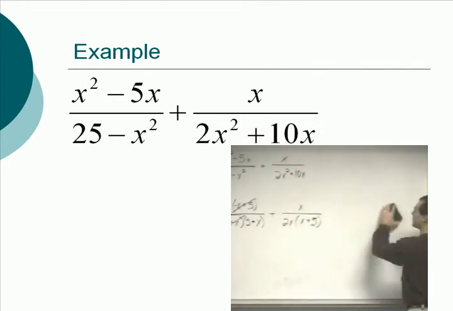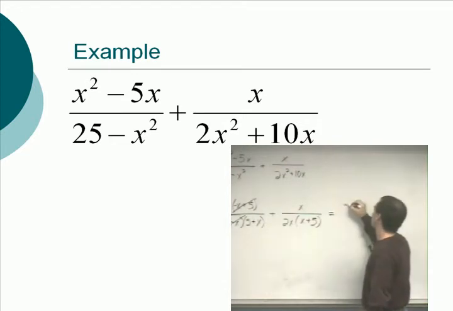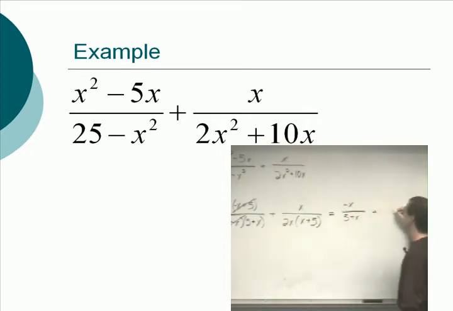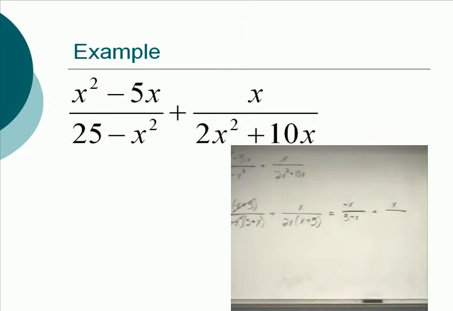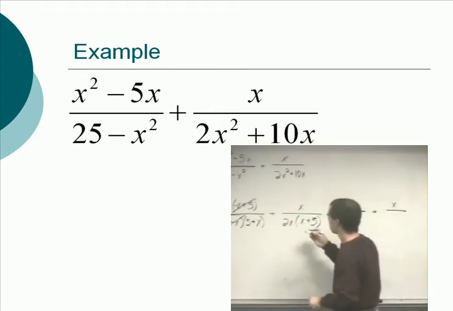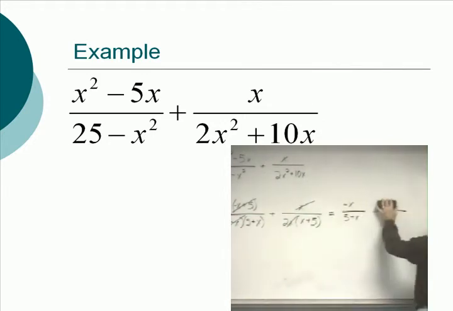Okay, so our problem becomes negative x over 5 plus x plus x over, well, wait a minute, we got a little more canceling we can do here, don't we? Cancel off that x here. We can cancel these x's off. And so our second term here becomes 1 over 2 times x plus 5. Now we've almost got our common denominator there.